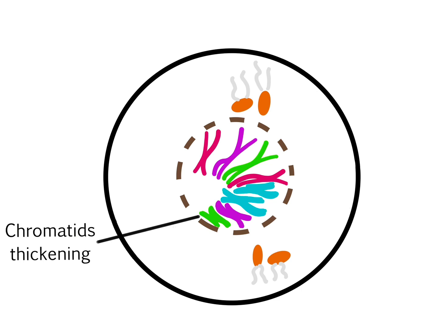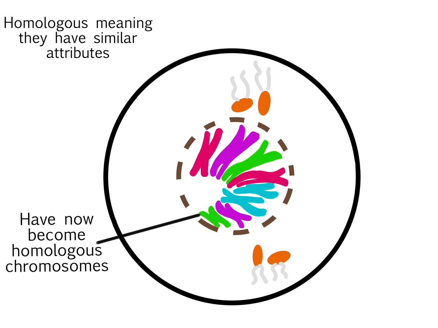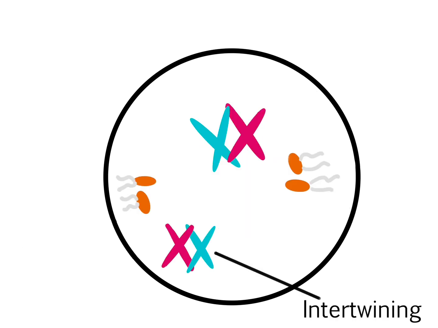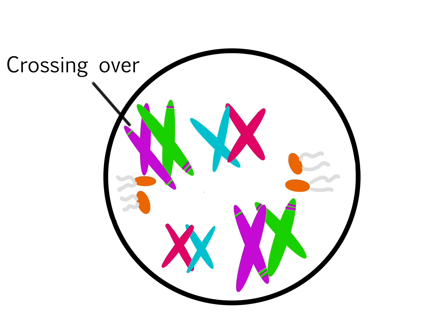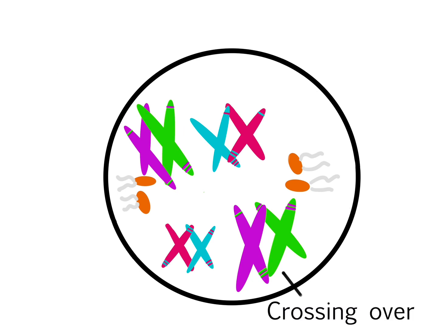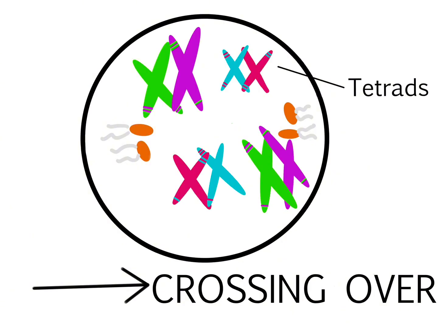These homologous chromosomes are intertwining, which creates a tetrad. This is when the process of crossing over occurs. Crossing over is the process of when a paternal, meaning male, and a maternal, meaning female, homologous pairs transfer and trade genetic material of homologous chromosomes.